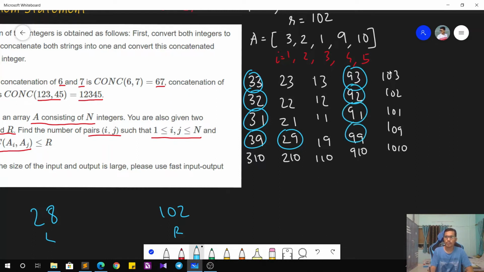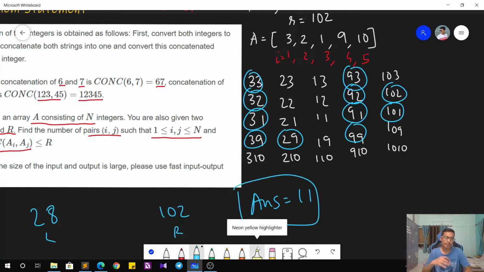4. Then over here we have 1, 2 and 3. So how many numbers are these in total? That's 1, 2, 3, 4, 5, 6, 7, 8, 9, 10, 11, 12. Sorry, the last one won't be there, right? 109 won't be there. So total 11 numbers we have. So the answer in this case is 11. Why? Because of all the numbers that we have formed, there are a total of 11 pairs whose concatenation results in a number that lies in the range L, R. I hope the sample example is clear.